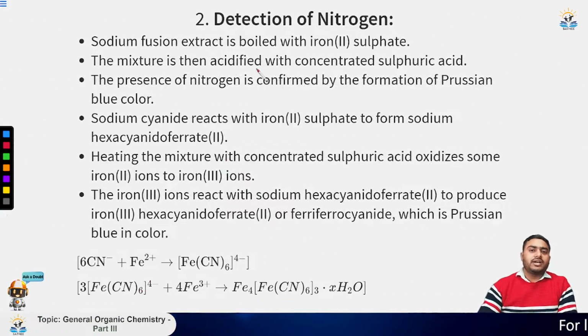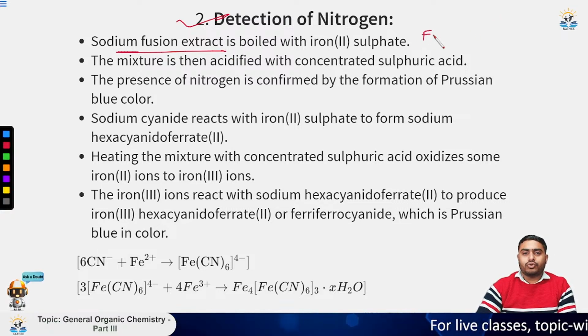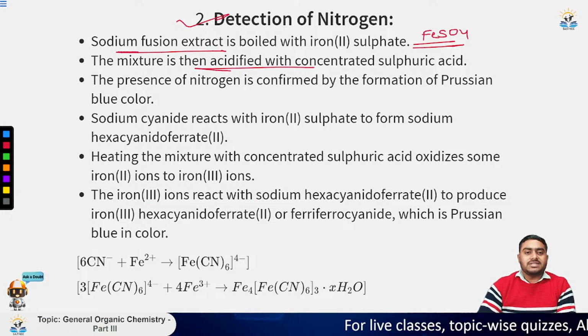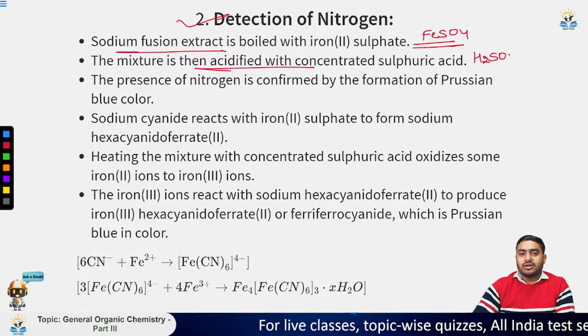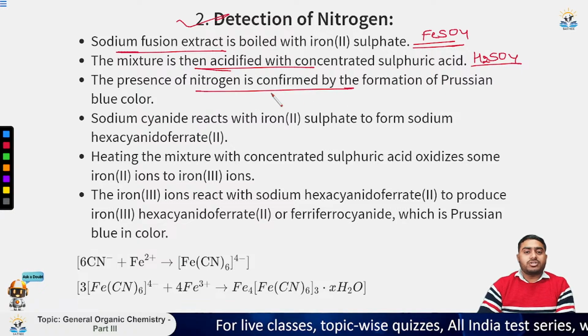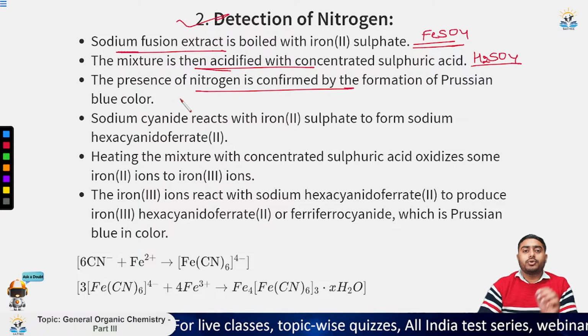Next is the detection of nitrogen. Sodium fusion extract is boiled with iron sulfate, that is FeSO4. If you want to detect nitrogen, you can use these steps. The mixture is then acidified with concentrated H2SO4, sulfuric acid. Very interesting. The presence of nitrogen is confirmed by the formation of Prussian blue color.